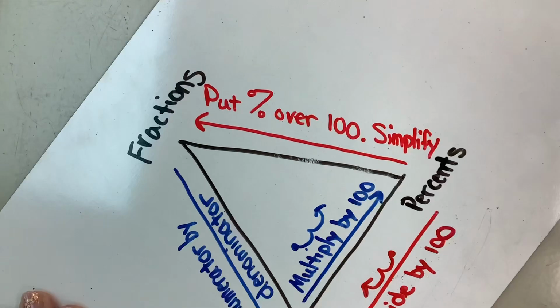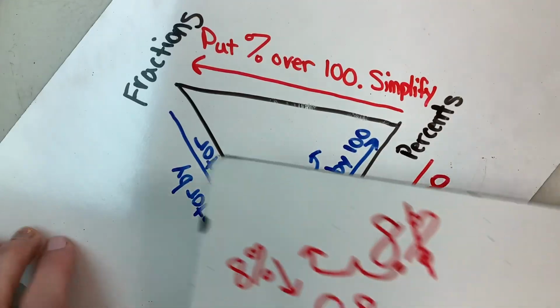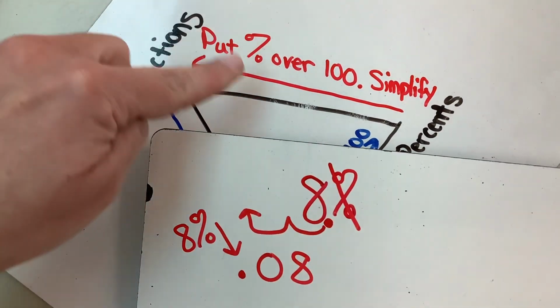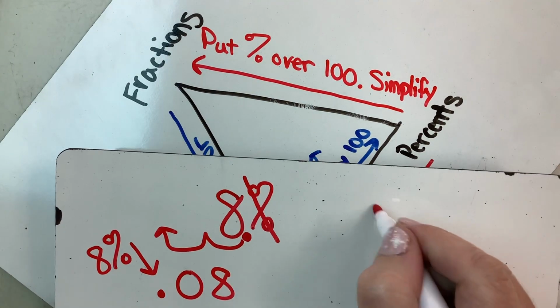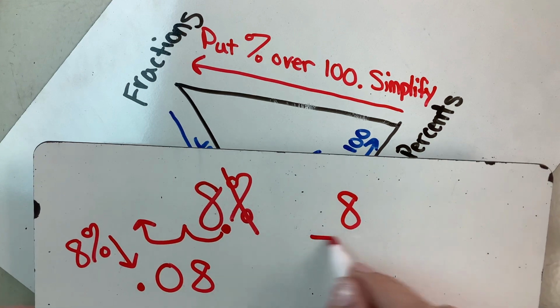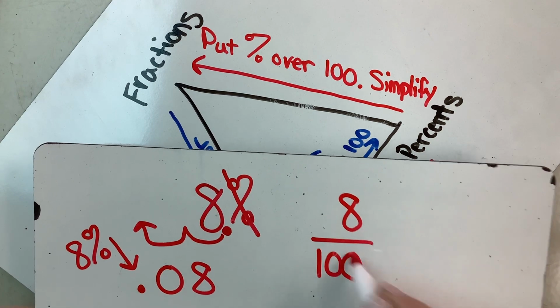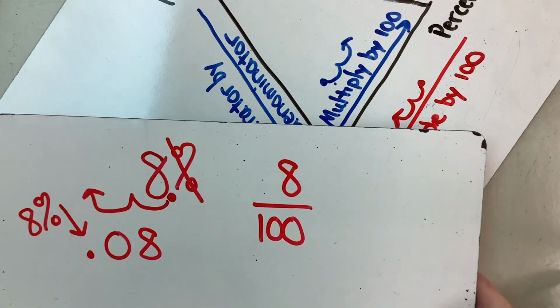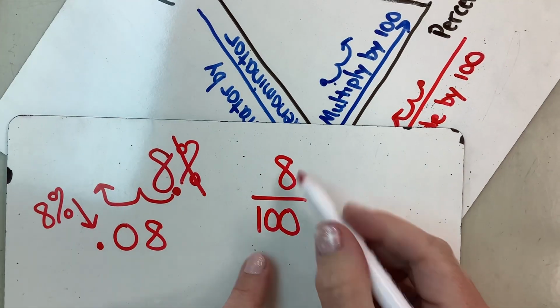Okay, so in this problem, we had 8%, so I'm going to put my percent over 100. I'm going to take my 8 and put it over 100. As soon as I do that, I don't use the percent anymore. Here's my fraction, but we do need to simplify this.